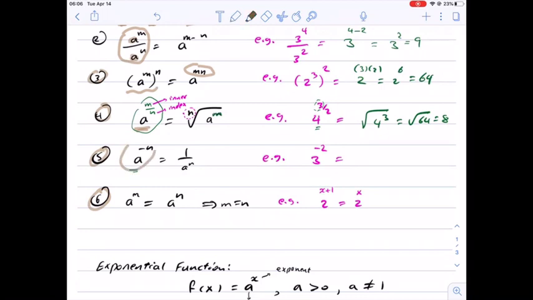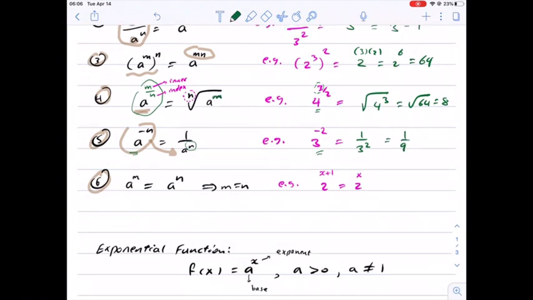Now, if we have a negative power, a raised to negative n, then we can bring this down to the denominator, and the power becomes positive, as you can see here. For example, 3 to the power negative 2 can be written as 1 over 3 squared, and that's 1 over 9.